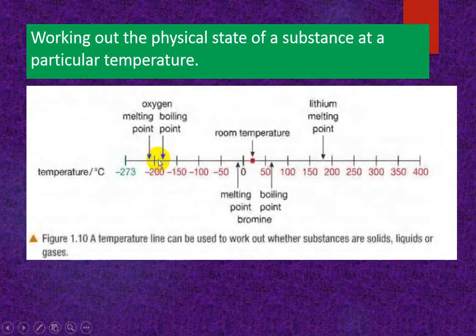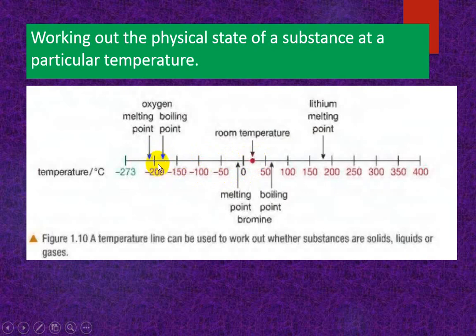Here is oxygen. Oxygen's boiling point is around -180°C and its melting point is around -220°C. After the boiling point, at -150°C, it is gas. At -100°C, it is gas. At room temperature, like 25°C, oxygen is also a gas.